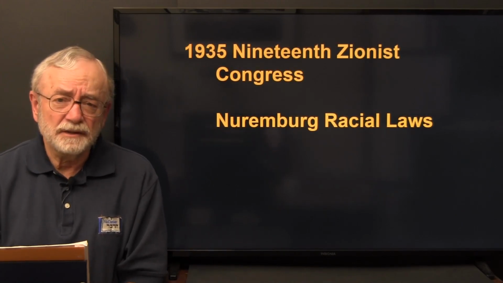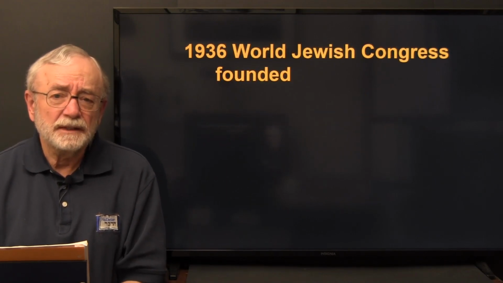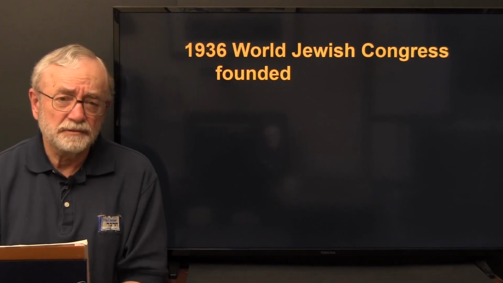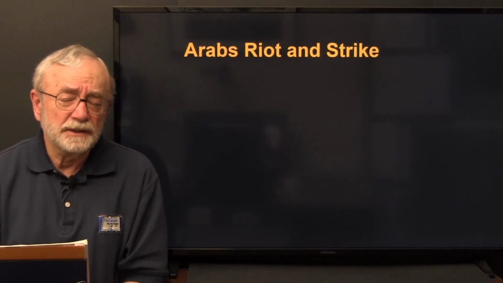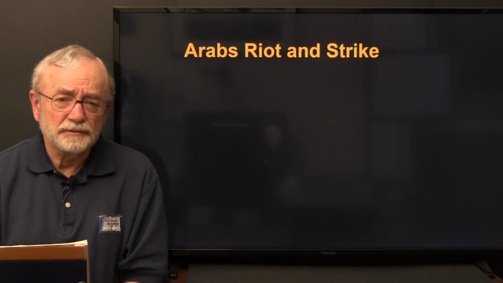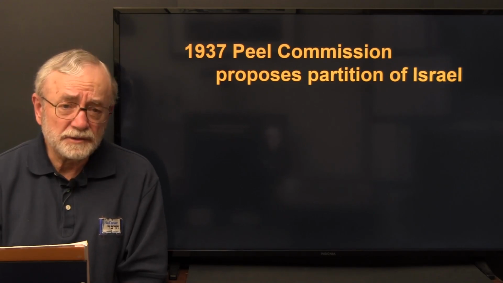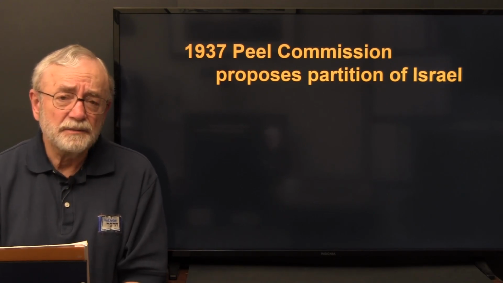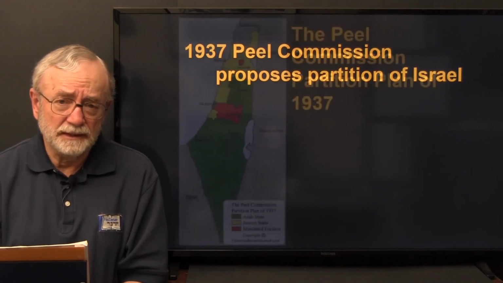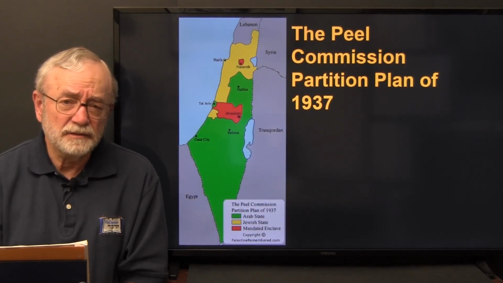1935 was the 19th Zionist Congress. Then the Nuremberg racial laws were passed. In 1936, the World Jewish Congress was founded. In 1936, the Arabs rioted and struck in Israel. This led to the 1937 Peel Commission to examine the reasons for the riot and strike, and they proposed a partition of the land. And this was the Peel Commission Partition Plan of 1937.